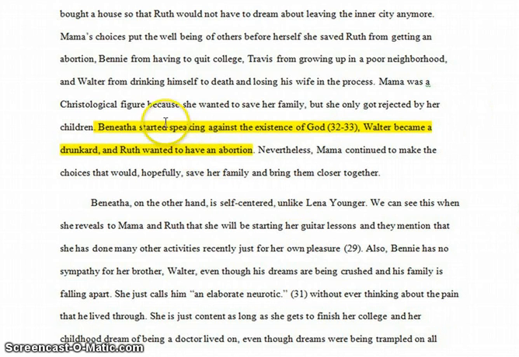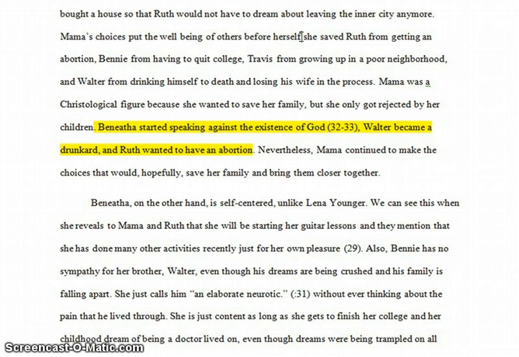Okay. Now, right here, the reason I highlighted this was you have this as a list up here. "Mama's choices put the well-being of others before herself. She saved Ruth from getting an abortion, Benny from having to quit college, Travis from growing up in a poor neighborhood, and Walter from drinking himself to death and losing his wife in the process." Okay, you have a sentence that goes before, "put the well-being of others before herself." And then you start a litany, a list of things that she has done as a Christological figure, a savior. Now, when you're about to make a list, you put a colon.